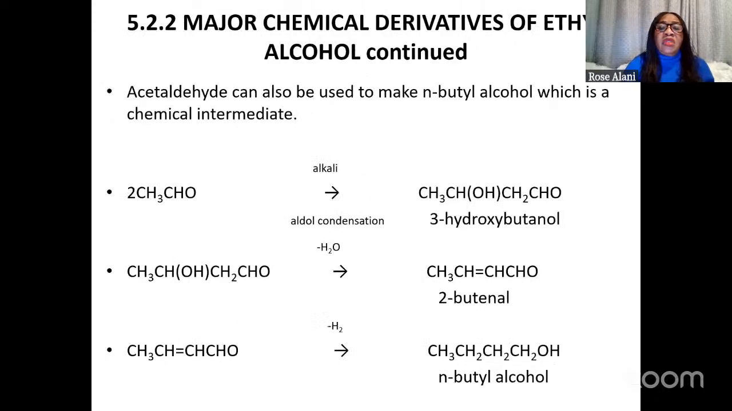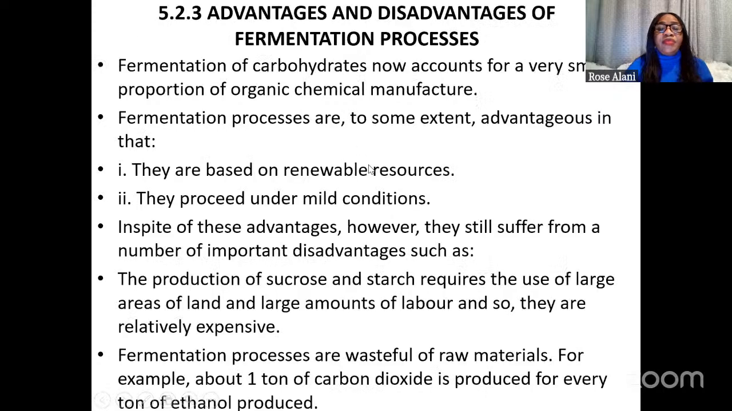So the acetaldehyde can also be used to make normal butyl alcohol, which is a very useful chemical intermediate. And then following this reaction equation, for these processes, this is what happens. This is how you get your n-butyl alcohol from acetaldehyde.